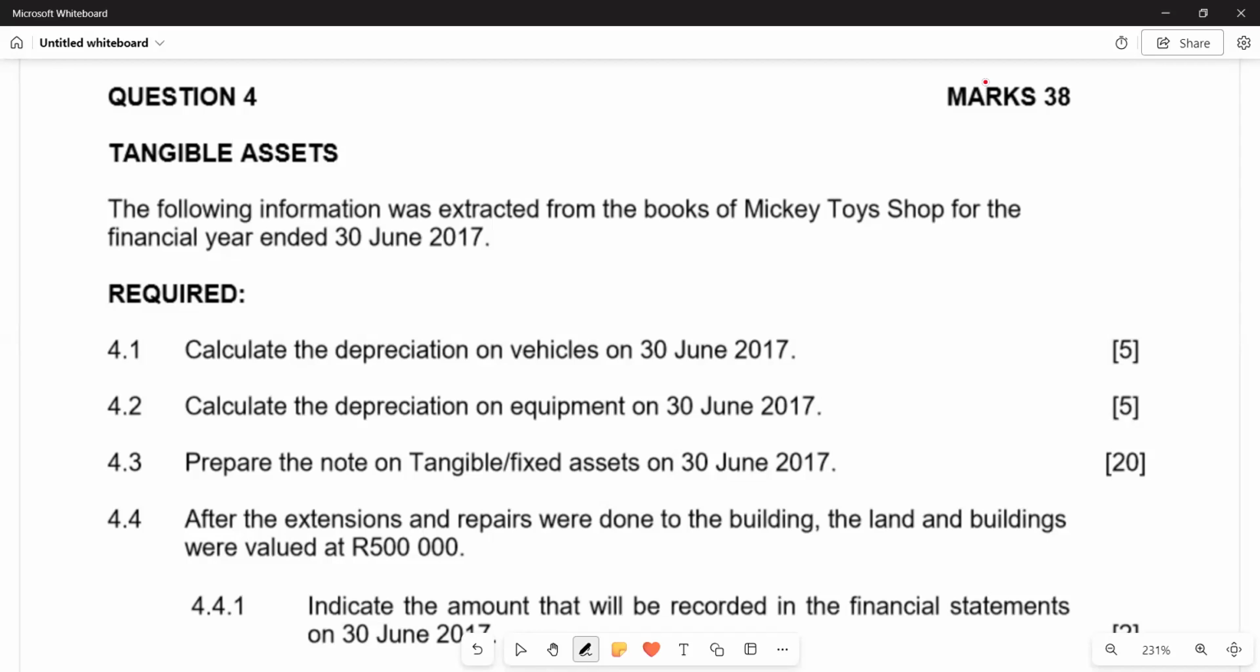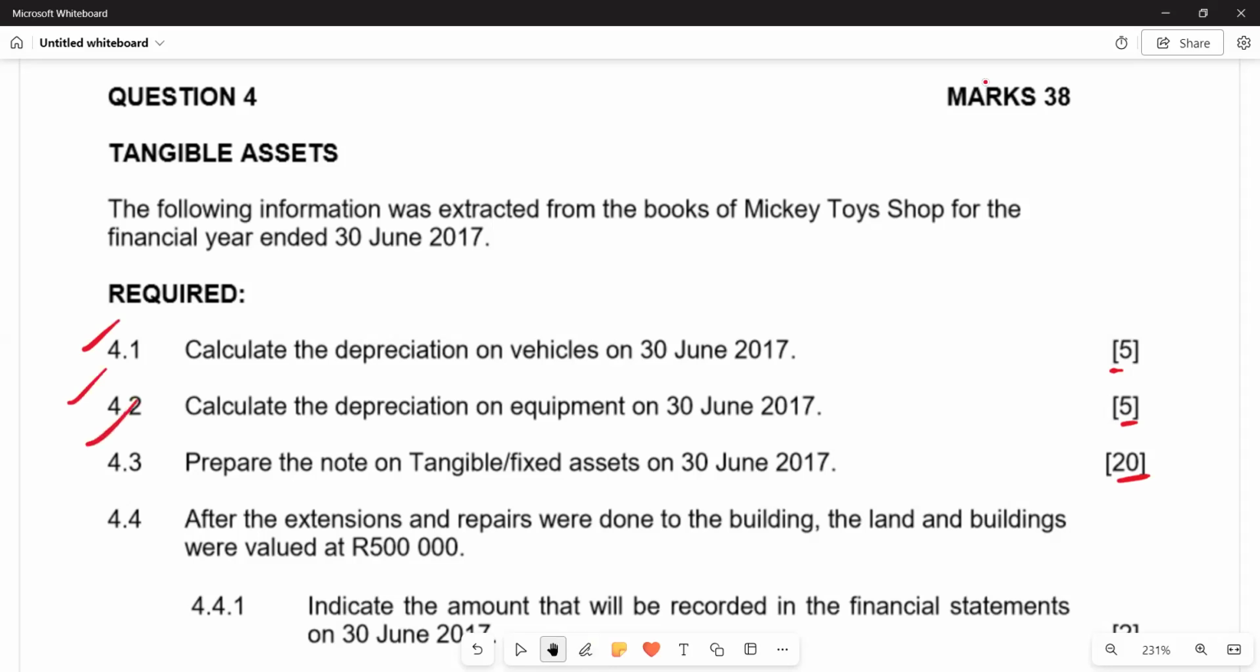So our question reads: the following information was extracted from the books of Mickey Toys Shop for the financial year ended 30 June 2017. The required part, we are told: calculate the depreciation on vehicles on 30 June 2017, which has 5 marks. On 4.2, it reads: calculate the depreciation on equipment on 30 June 2017, also with 5 marks. And then we go to 4.3: prepare the note on tangible fixed assets on 30 June 2017 with 10 marks. So we're only going to concentrate on 4.1, 4.2, and 4.3 in this video.